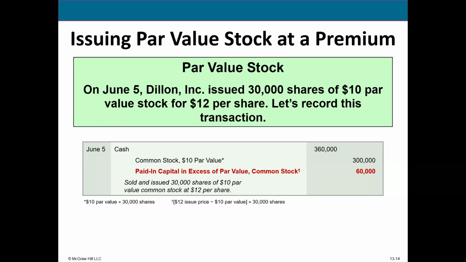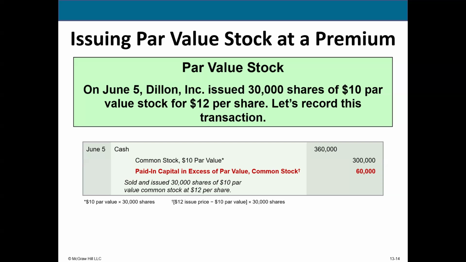So here we have an example where we're selling it above par value. We issue 30,000 shares of stock that has a $10 par value. We sell it at $12 per share. So in this case, the difference is paid in excess of par value, which is 60,000. How did we figure out that it was 60,000? We take the issuing price, $12, minus the par value, $10. That's $2 per share times 30,000 shares.